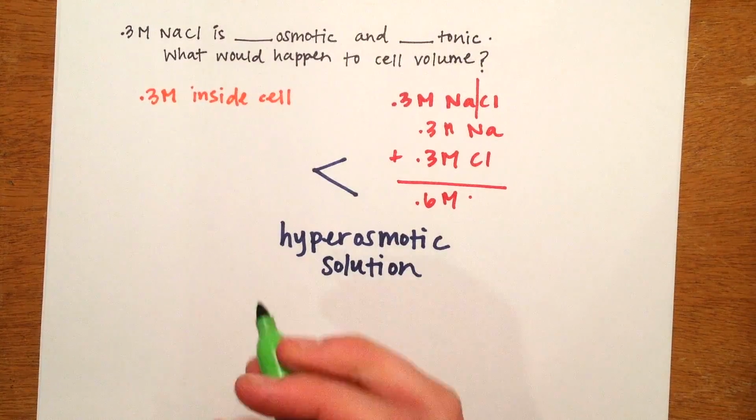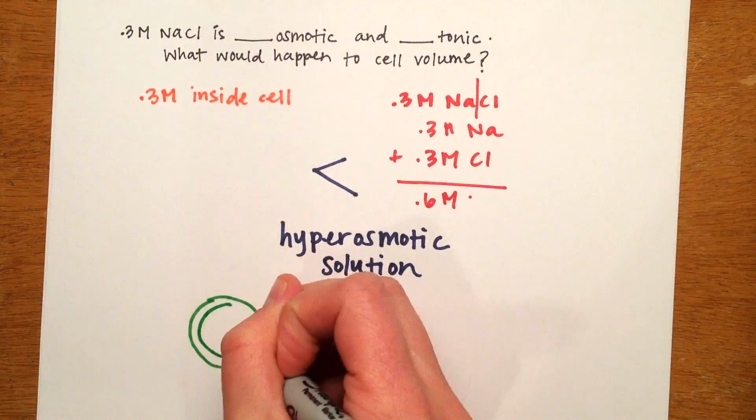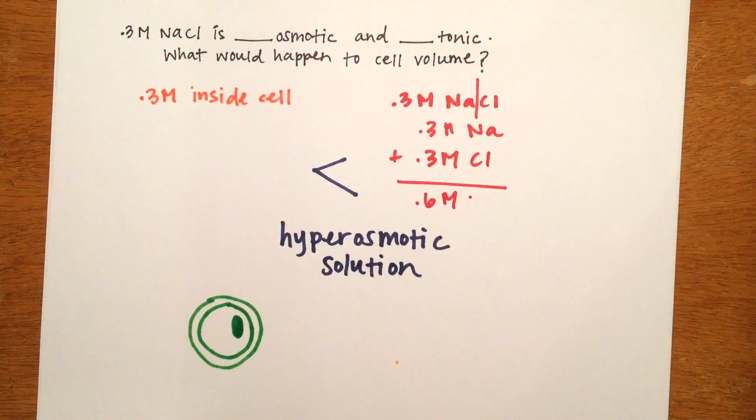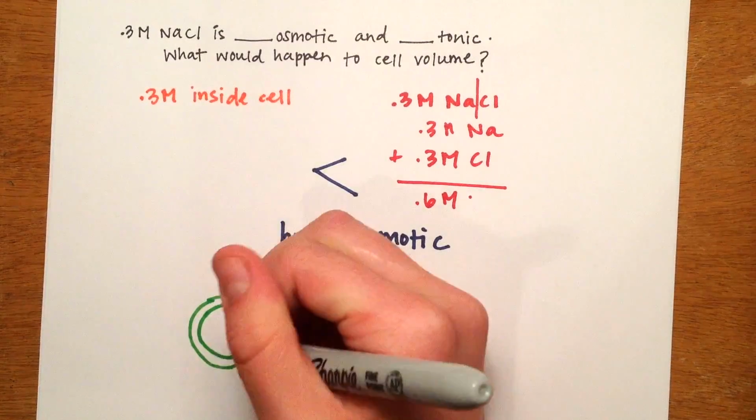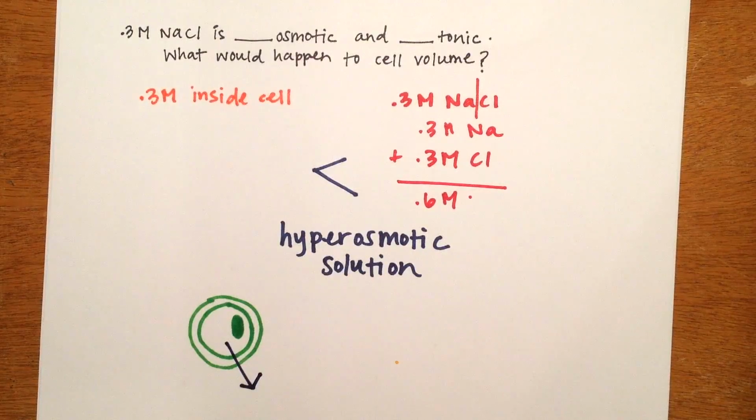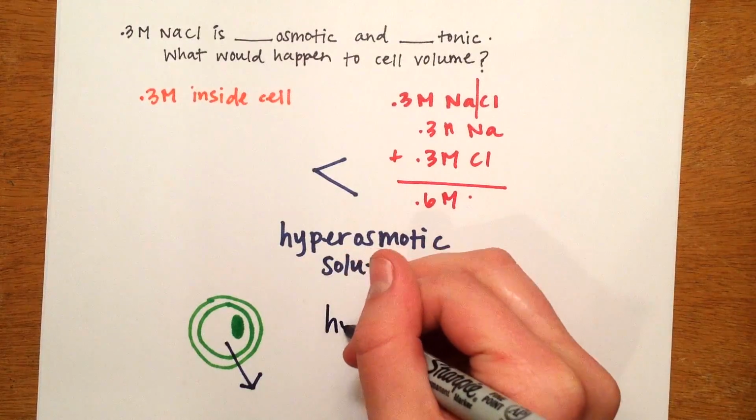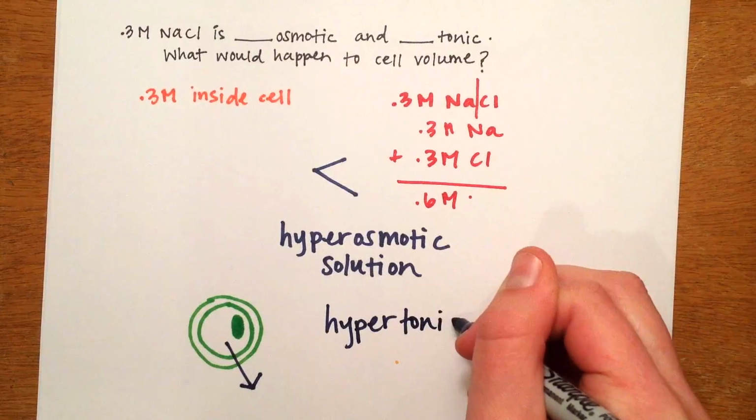Remember that solvent follows solutes. So because there's more solutes on the outside of the cell, the water from the inside of the cell will move out, which means the cell will shrink, so it's a hypertonic solution.